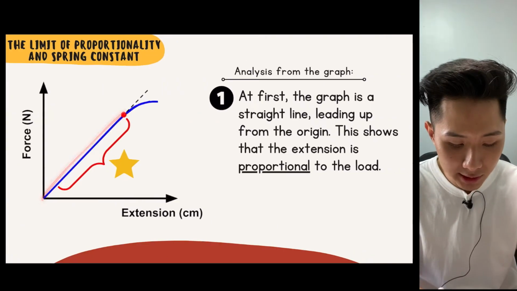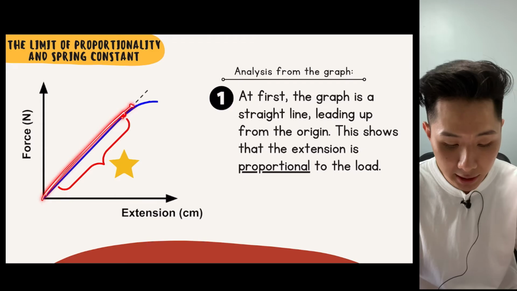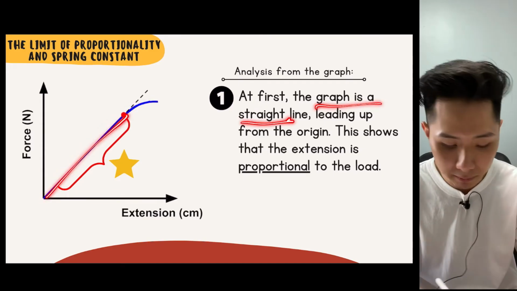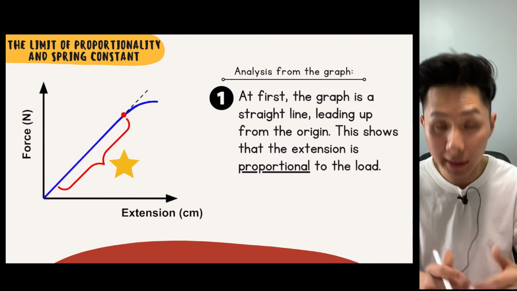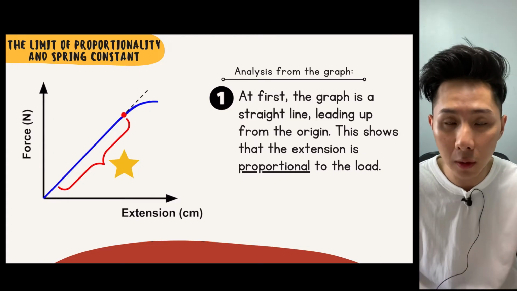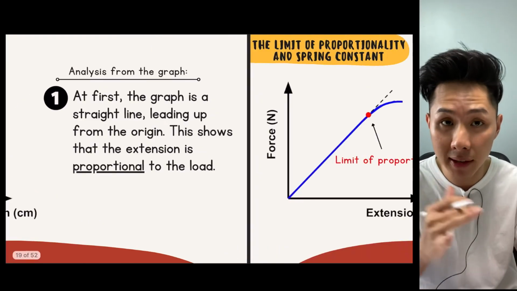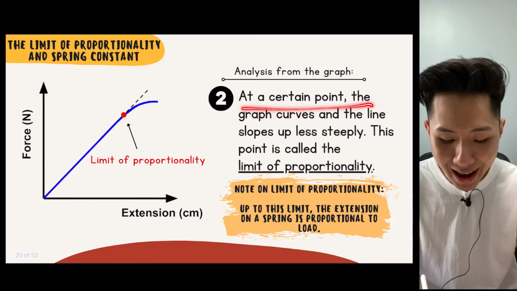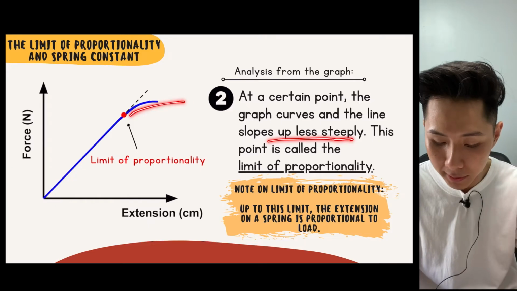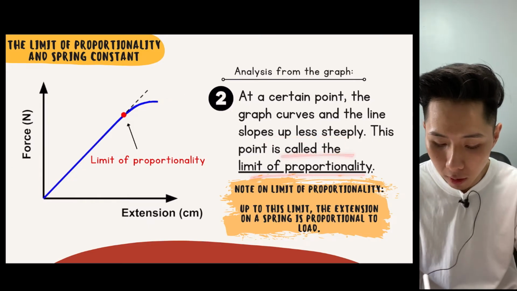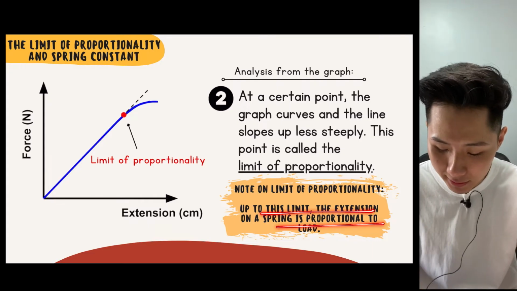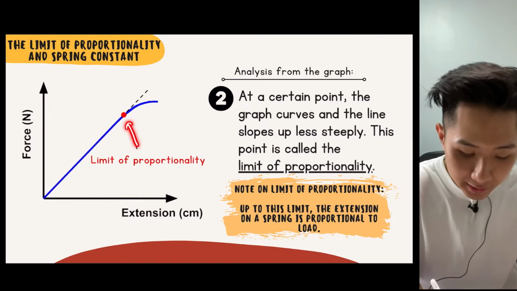So this is our graph just now. As you increase the force, you get the extension, up to a point. So at first, the graph is a straight line, meaning from here to here. And this shows that the extension is proportional to the load. Proportional means when the load increases, the extension also increases in the same pattern. But at a certain point, the graph starts curving and the line slopes up less steeply. This point is called the limit of proportionality. So up until this limit, the extension of the spring is proportional. So this is the point.